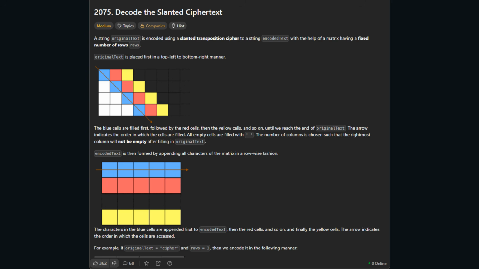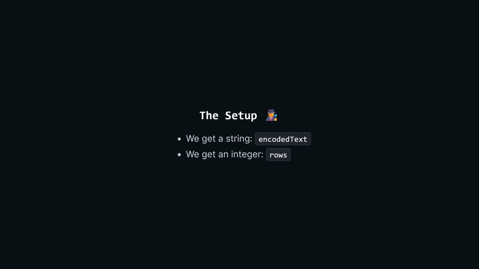Here is the problem page itself. It looks a bit visually overwhelming with the grids and colors, so let's break down exactly what it's asking us to do, step by step. We are given two pieces of information: a long string of text that has been encoded, and a number representing how many rows we used to encode it.